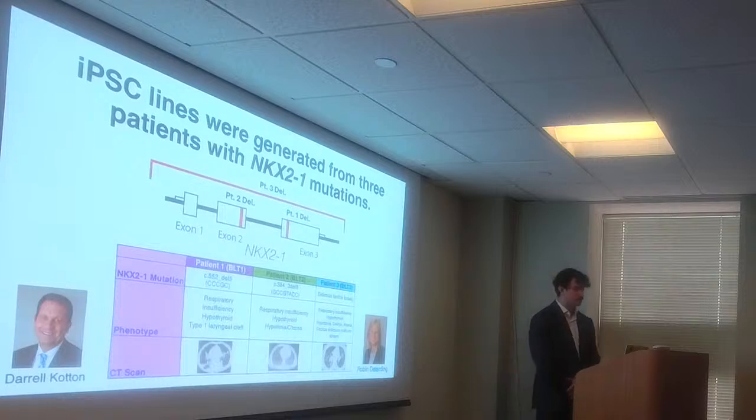So all 3 of these patients have brain-lung-thyroid syndrome. They all have early childhood respiratory insufficiency. And it's important to note that all 3 of these mutations are prior to the homeodomain and are expected to disrupt classical transcription factor activity, thereby triggering haploinsufficiency. So really, what we wanted to do is to be able to study the effects of this mutation in a way that controls for genetic background.